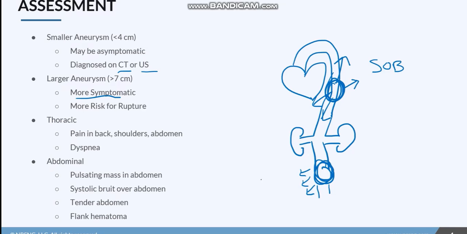You can also hear what's called a bruit over the abdomen. What you're hearing is that turbulent blood flow whooshing around in here. It's like a whooshing sound that you'll be able to auscultate with your stethoscope. And then the other thing is, if they have ruptured, you may see a hematoma on their flank because of the blood pooling back there. Notice how important it is here to do a thorough abdominal assessment. You need to inspect, you need to auscultate, you need to palpate.